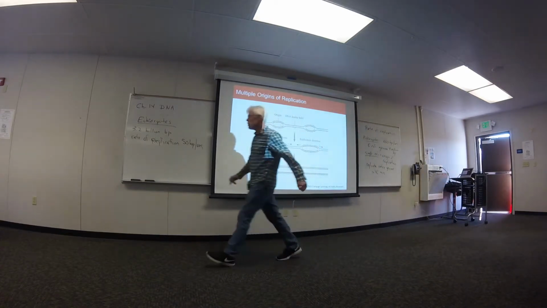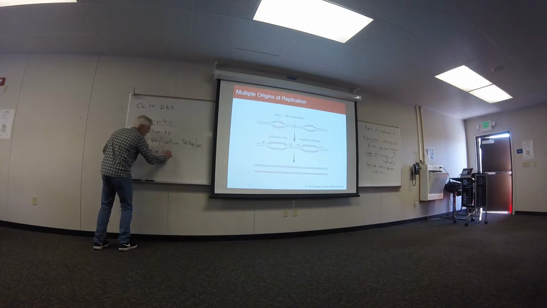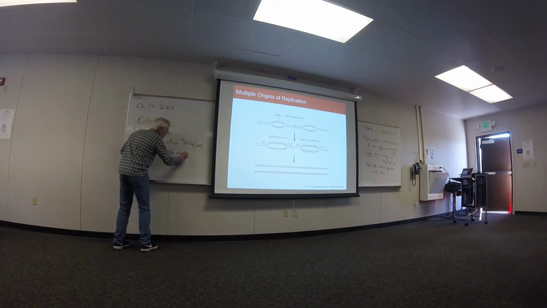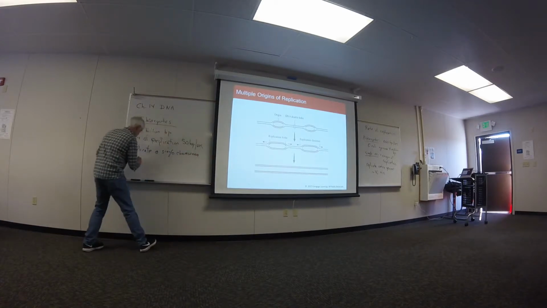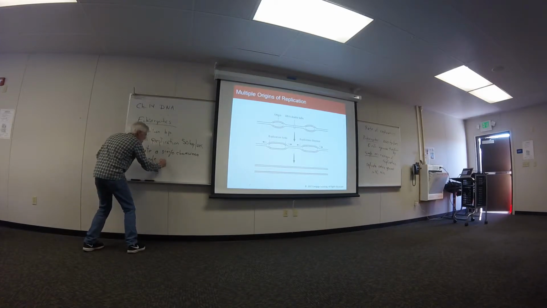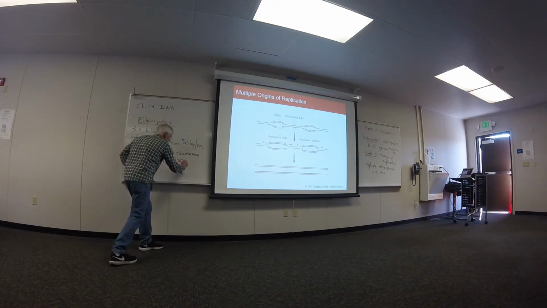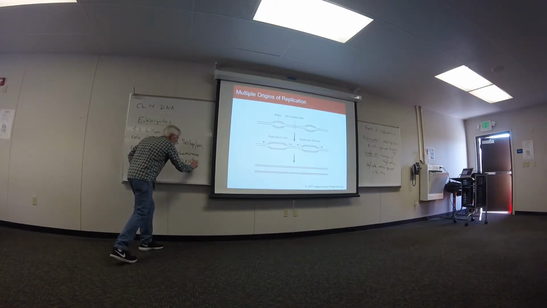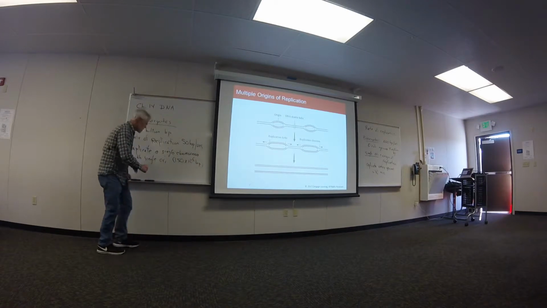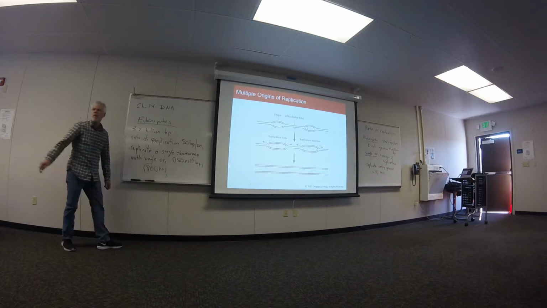At this rate, to replicate just one chromosome with a single origin of replication, let's say this chromosome, and typically a human chromosome is around 150 million nucleotides long, base pairs in size, it would take around 800 hours. That's too long.